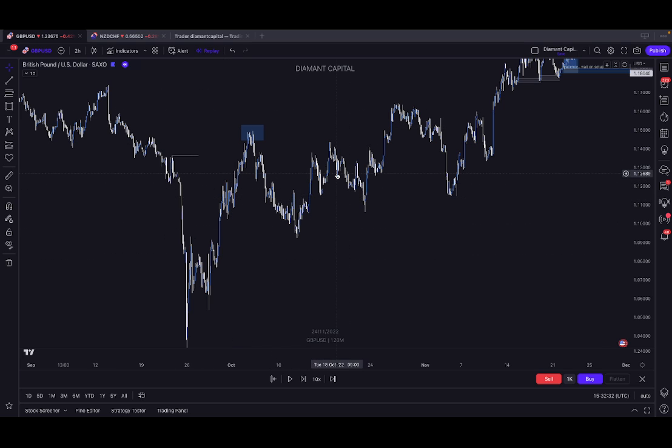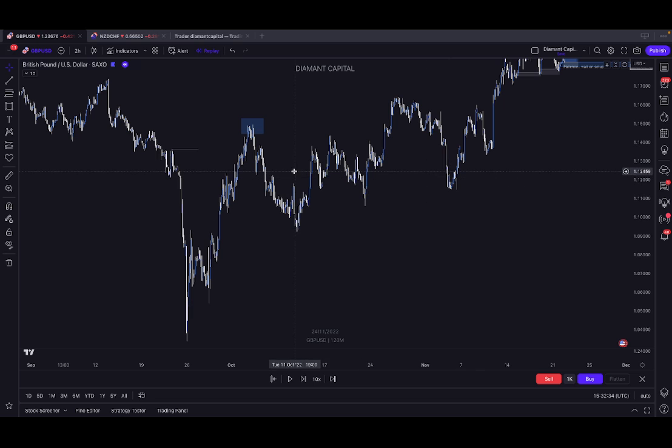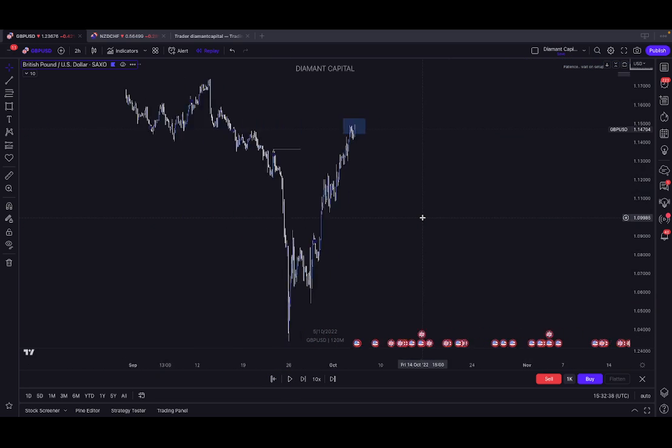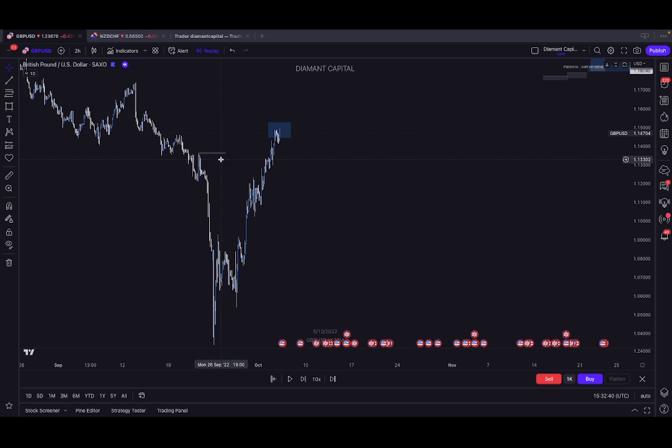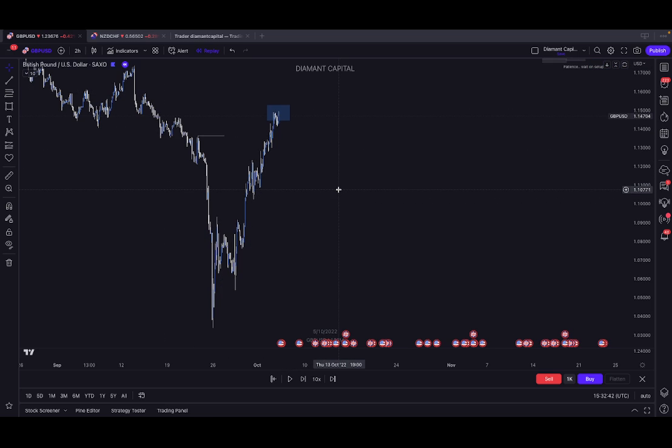Now, once we get this, what are we going to aim for? And I'm going to break this down in every single scenario. Let's actually push it down here. Once we get this break of structure upwards, what do we start to look for? Now, as I said, we are always going to be looking for premium or discounted areas.